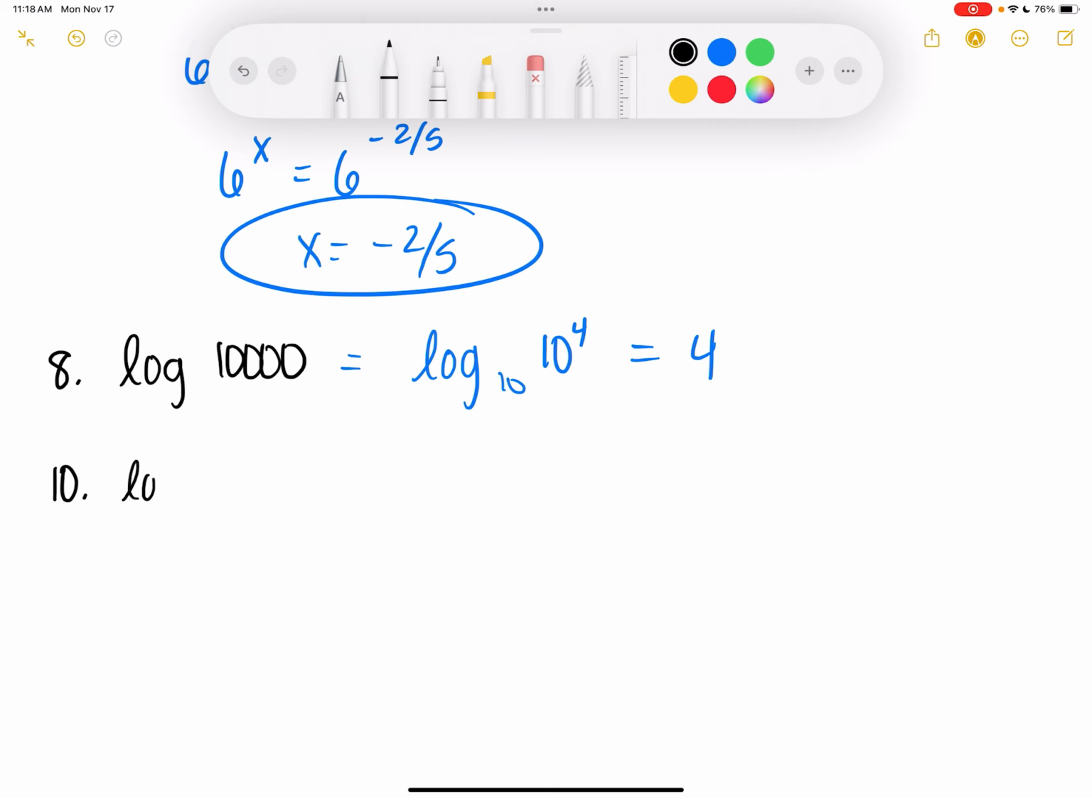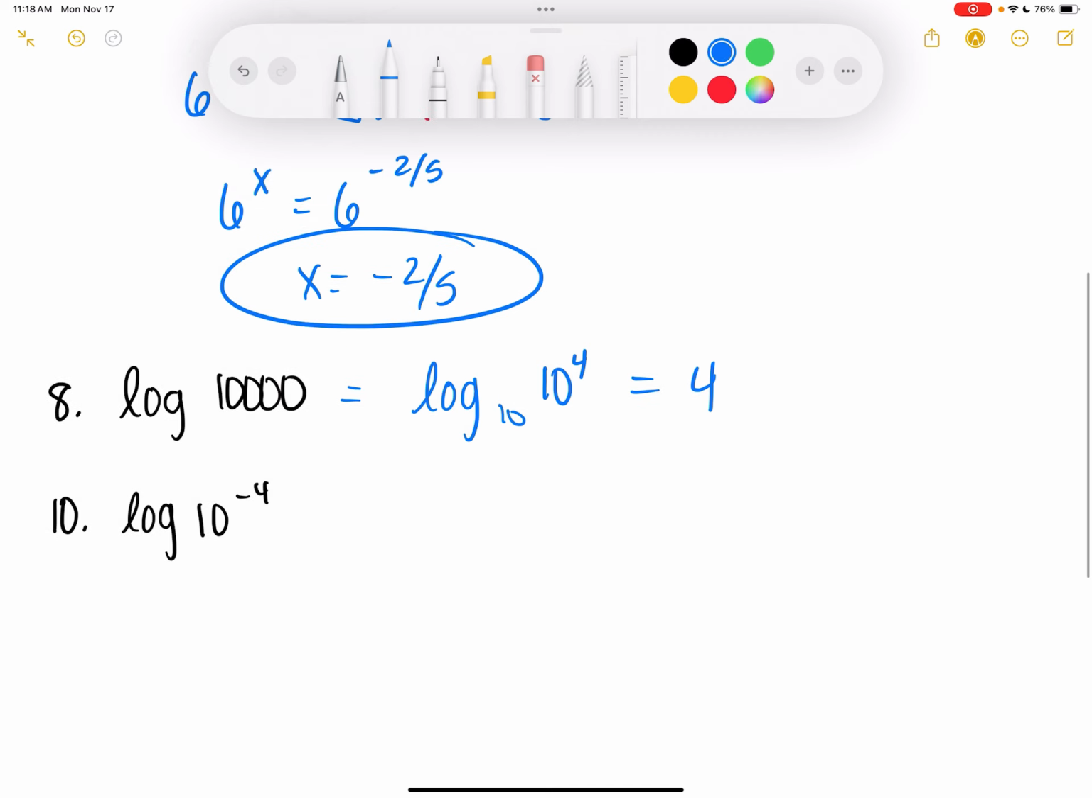Log of 10 to the negative 4. What's this equal to? Negative 4. It's just a property, the common log. These are properties that are in your notes.